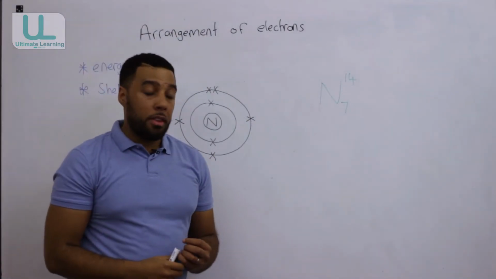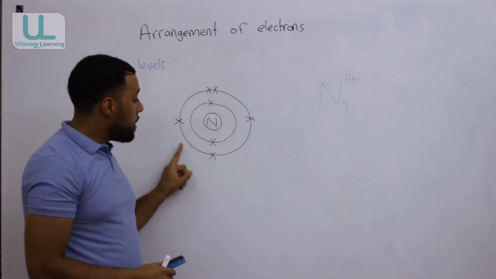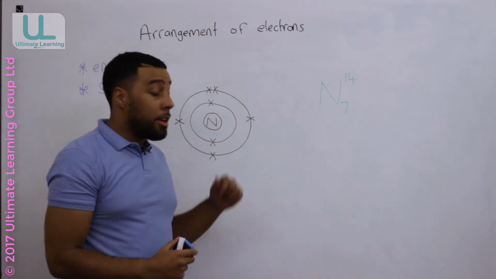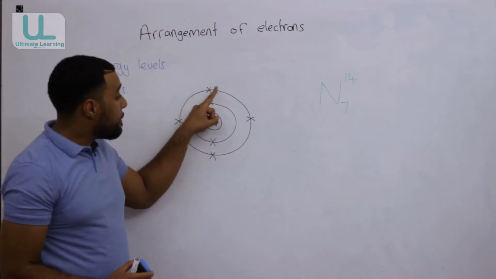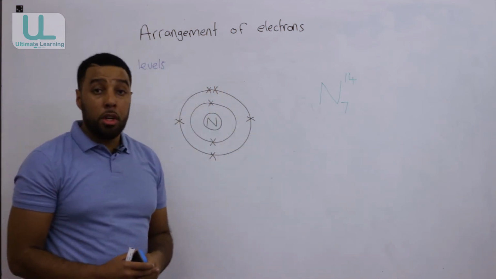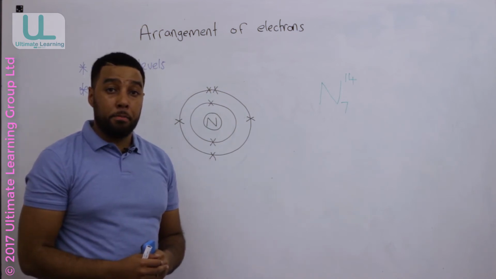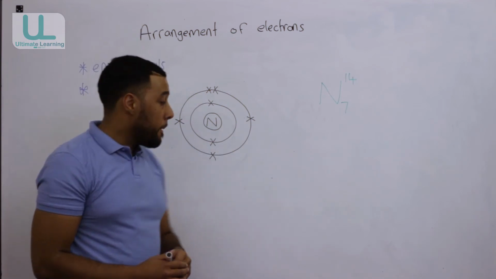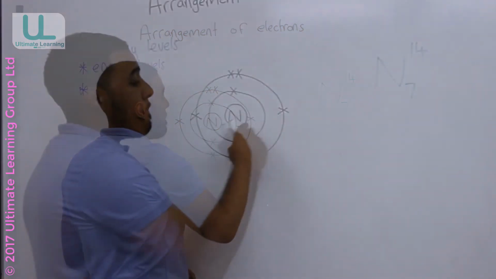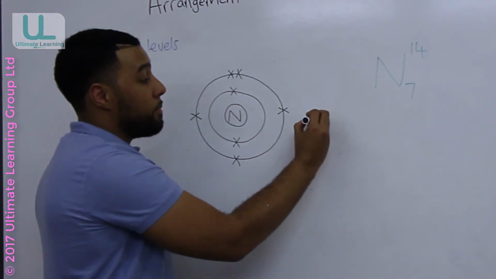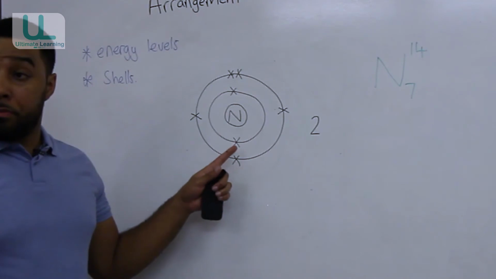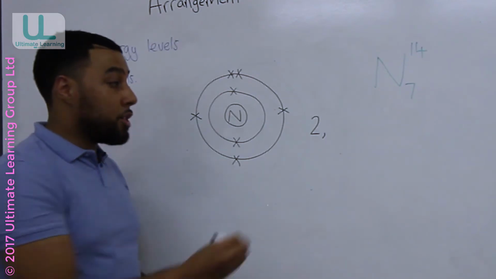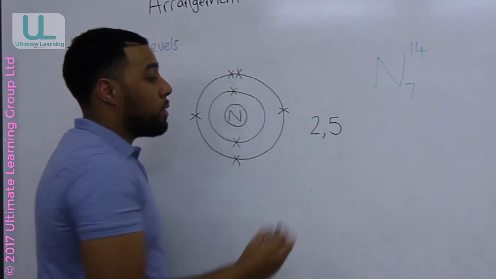What's important to note at this point is that the outer shell electrons also tell us what group in the periodic table the element's in. Nitrogen has 5 electrons on the outer shell, telling us that it's in group 5. You could also be asked to give the electron configuration for an element. And that's quite simply done as however many electrons are in the first shell, which is 2, followed by how many electrons are in the next shells, which is 5.